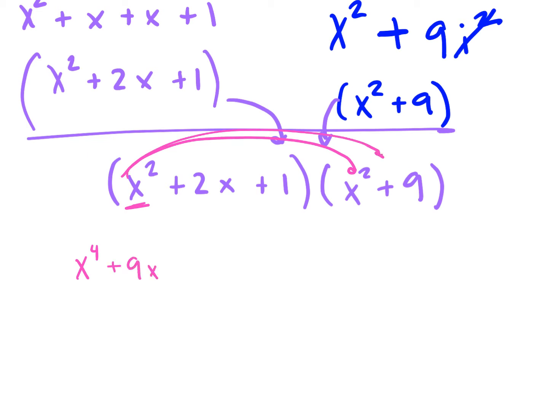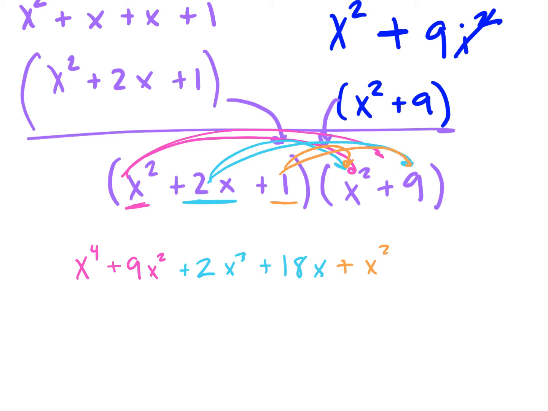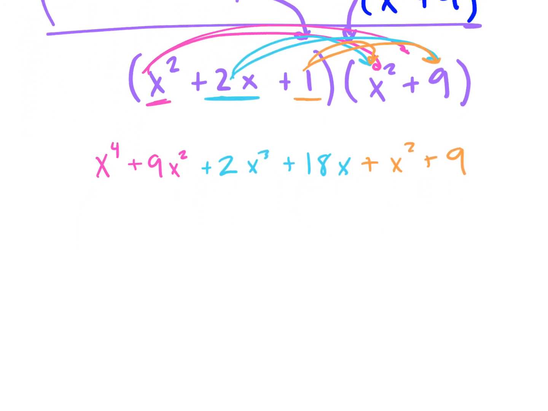So plus 9x squared. Then I'm going to move on to the second term here. So 2x times x squared is 2x cubed, and 2x times 9? 18x. And then I'm going to move on to the third. So I have 1 times x squared, and then 1 times 9, 9. And then from here, I have to combine like terms.